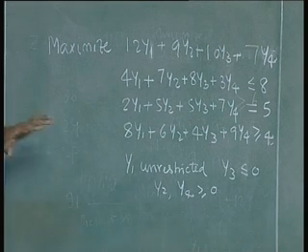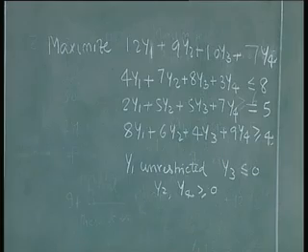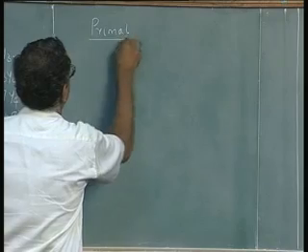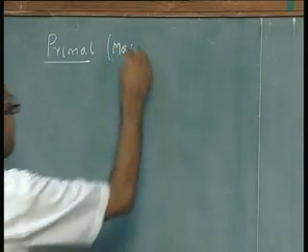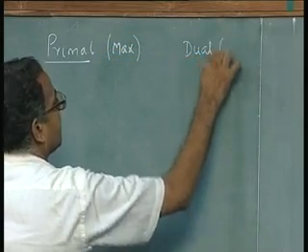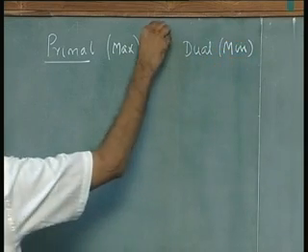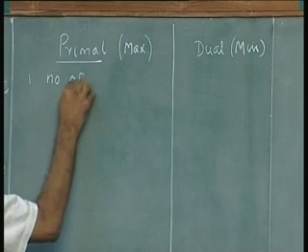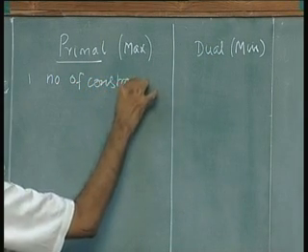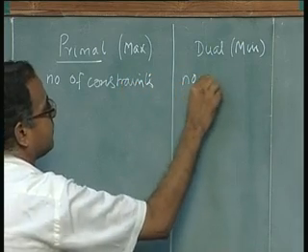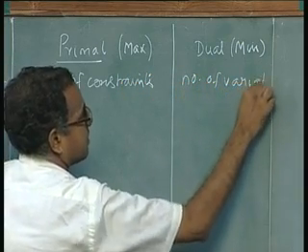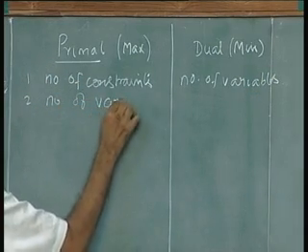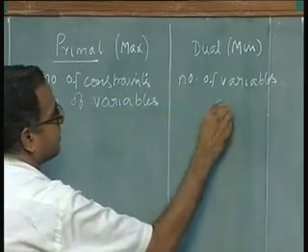So we create a table which would help us understand the primal-dual relationships, and the table is like this. We now call the primal a maximization problem and the dual a minimization problem. 1. Number of constraints equal to number of variables. 2. Number of variables become number of constraints.